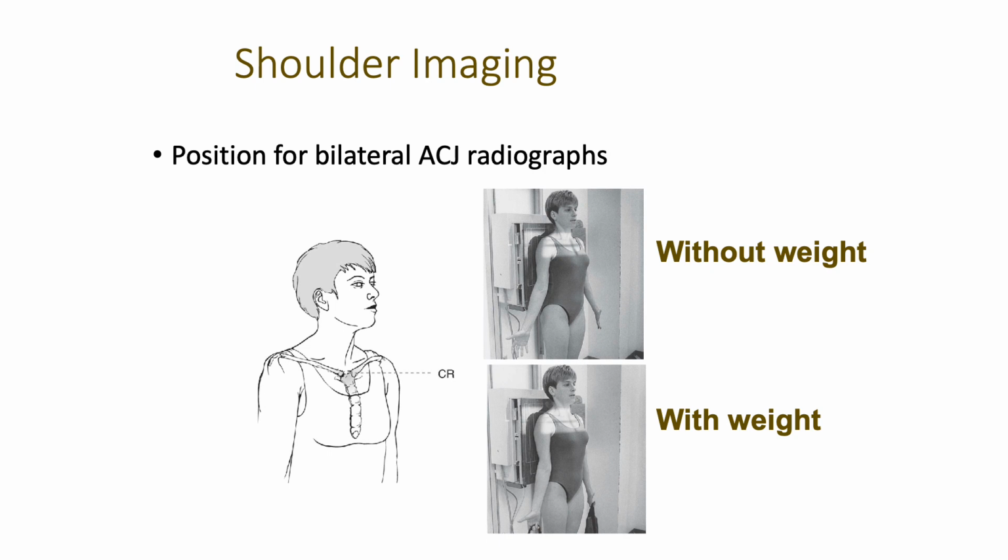Now, AC joint's a special joint. When we suspect that we have a separated shoulder or an AC joint that may be ruptured or compromised, we're going to place the patient standing in the anatomic position without weights, and then we're going to put literally two 10-pound sandbags, one in each hand. And what that's going to do is provide a distal traction force at the humerus.